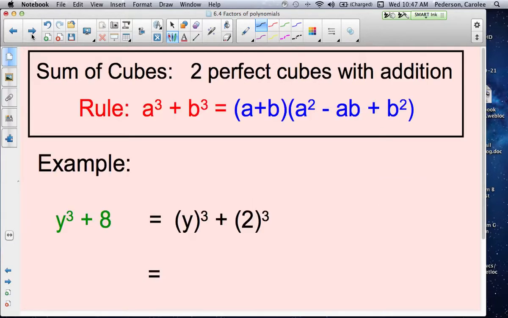All right, let's go on to the new type of problem. It's called the sum of cubes. This is when you have two perfect cubes and there's an addition sign in between them. Go ahead and write this down with its rule. How you factor a cubed plus b cubed is what is in the blue. You'll have a parentheses with a plus b, then you'll have a second parentheses with a squared minus ab plus b squared. You do need to memorize this rule of how you factor the sum of cubes.